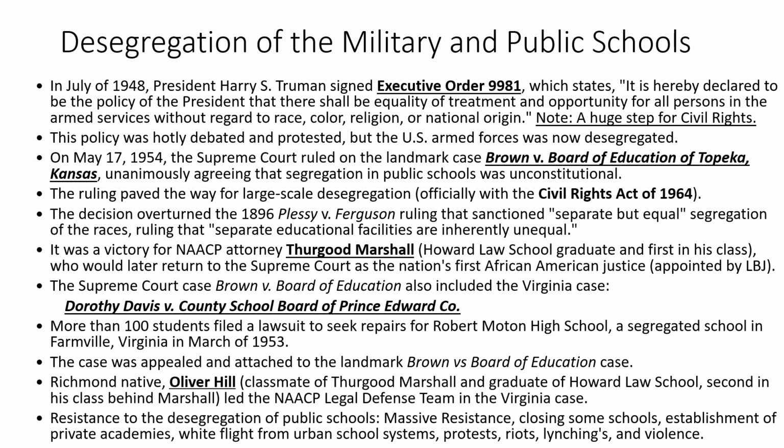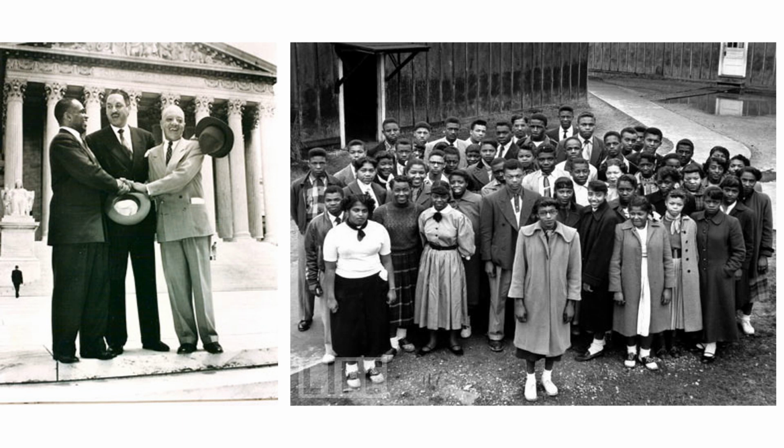All right. So on the left, this is the NAACP legal defense team after the Brown decision. There's Thurgood Marshall in the middle here. They're on the steps of the Supreme Court. And on the right, that's Dorothy Davis right there. And those are the kids from Moton High School. And you can see that's what their classrooms look like in the background there. The town of Farmville has now created a museum to honor these kids and their sacrifice in the civil rights movement.